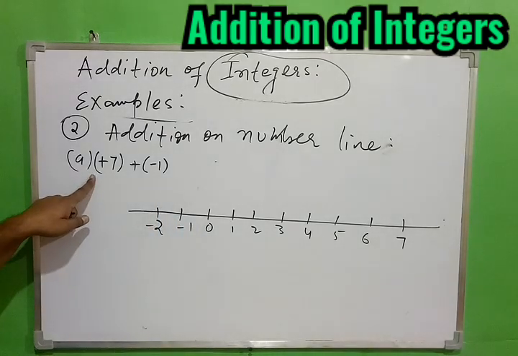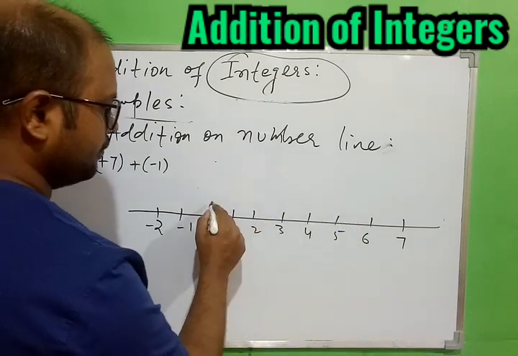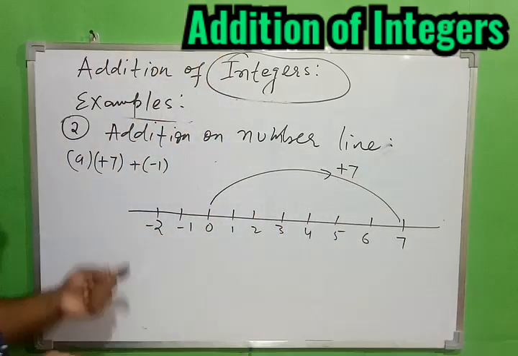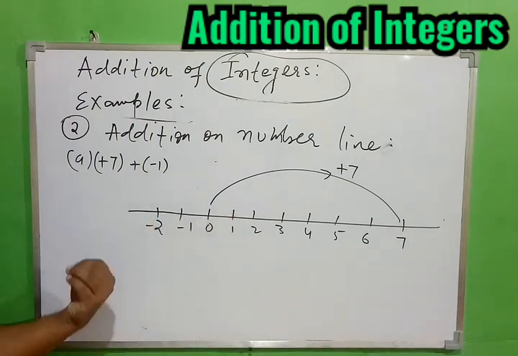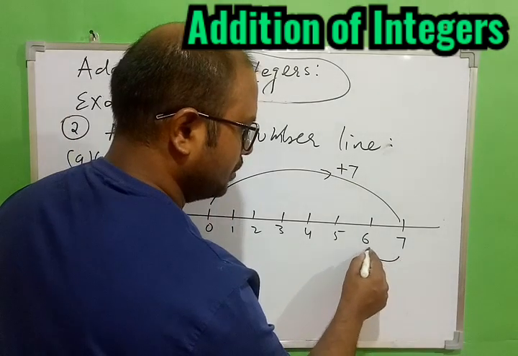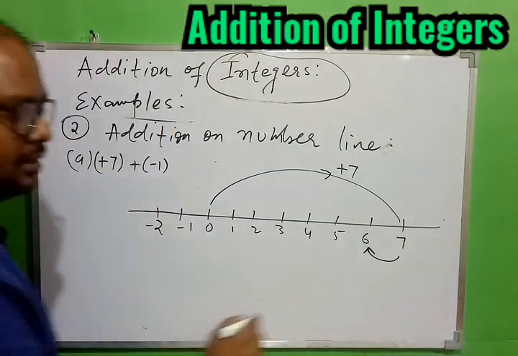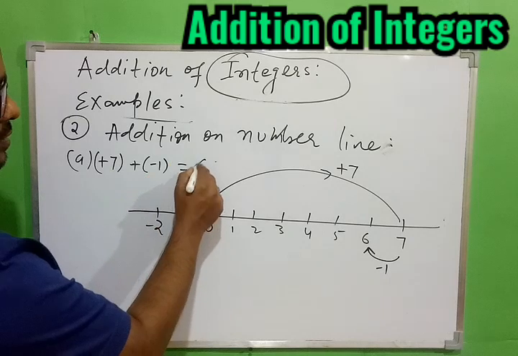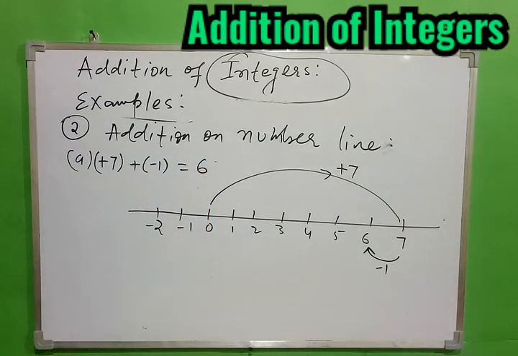So first plus 7, so you know from 0 you'll jump to 7. So this is showing plus 7, and then minus 1 means we have to come 1 back. So from 7 where will we come? You'll come back to 6. So this is minus 1, and finally where are you coming? You are coming at 6. The answer is 6, no doubt.